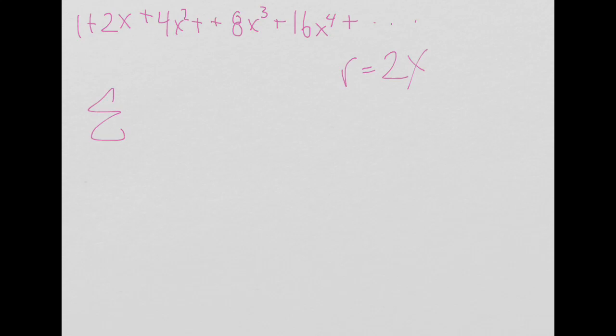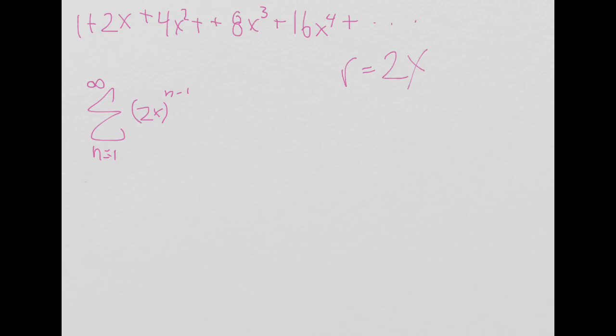So we can write this in sigma notation from n equals 1 up to infinity of our first term, which is 1, times our common ratio, which is 2x, raised to the power of n minus 1. But be careful, you have to put it in parentheses, otherwise it would be like 2 times x to the power of n minus 1, and then your pattern would be 2 plus 2x plus 2x squared plus 2x cubed plus 2x to the fourth, etc. You wouldn't get those increasing powers of 2. So you have to have it in parentheses.